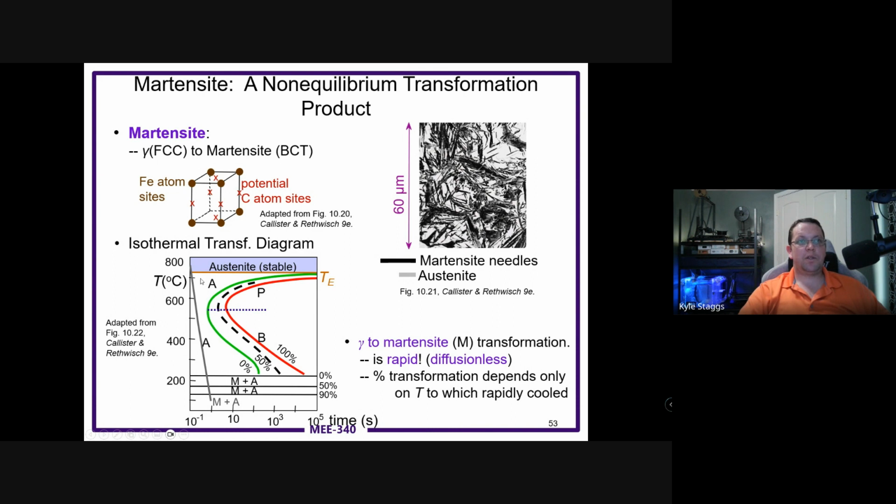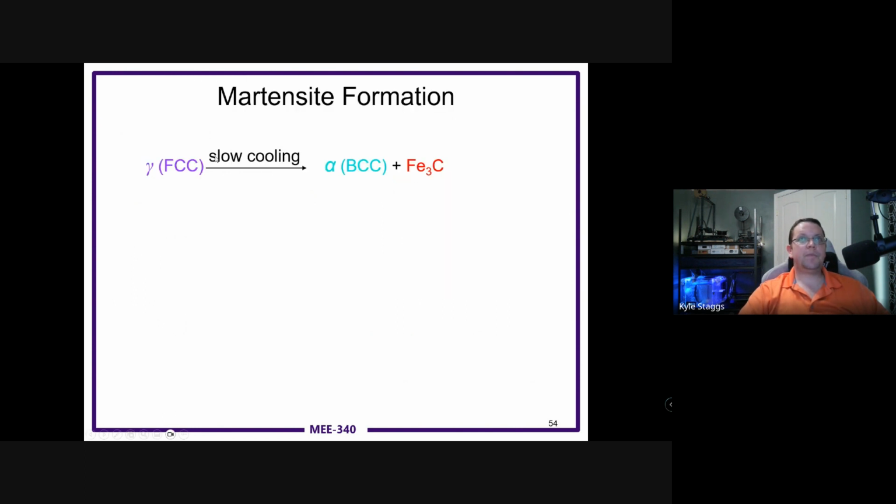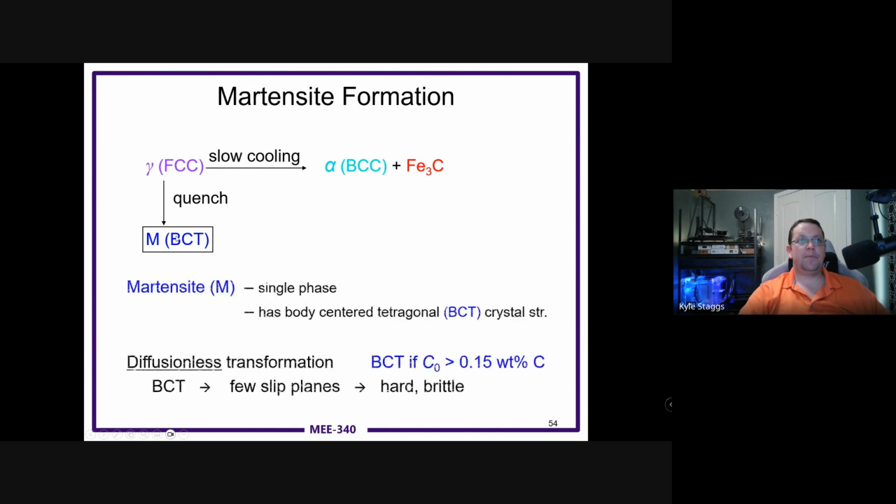So you might want to wait a second or two in some circumstances where you're still going to get martensite formation. But out here, if you've already formed a lot of bainite and it's taken you a long time to get it into a quench, you're going to compromise some of the procedures. So slow cooling will get you alpha and cementite. A quick quench will get you martensite. And this is a single phase.